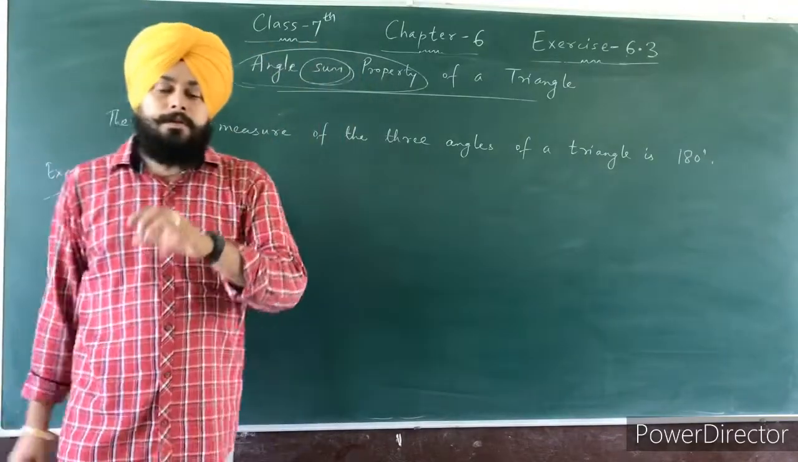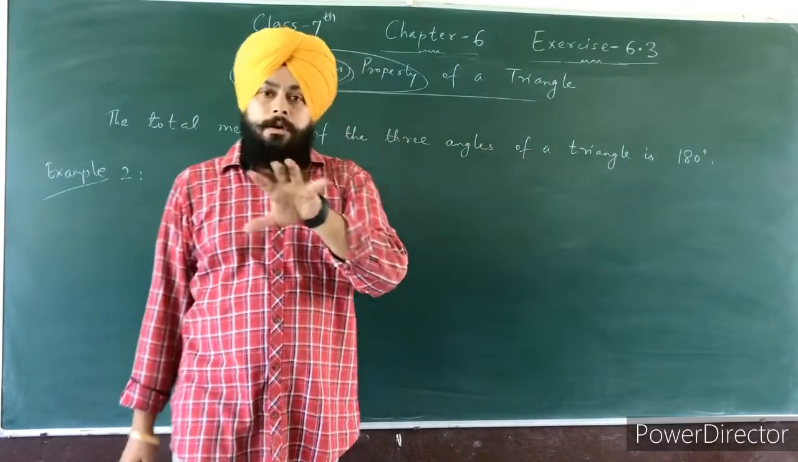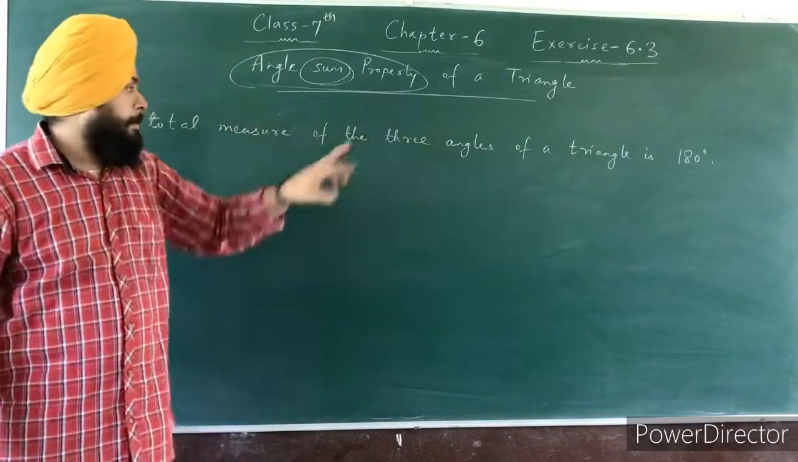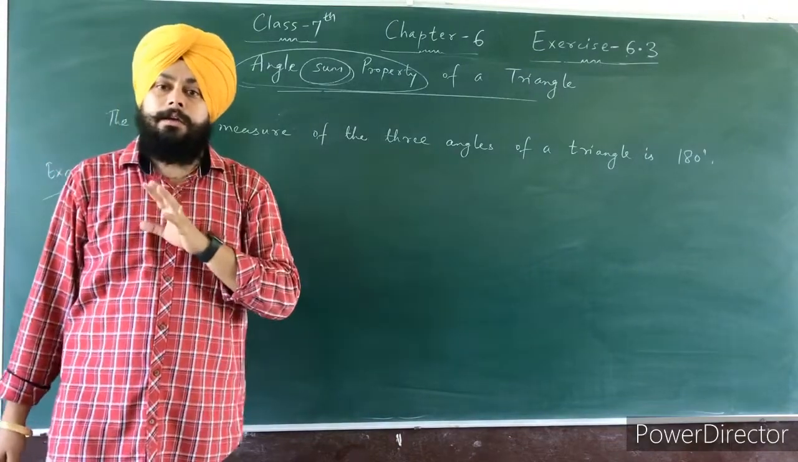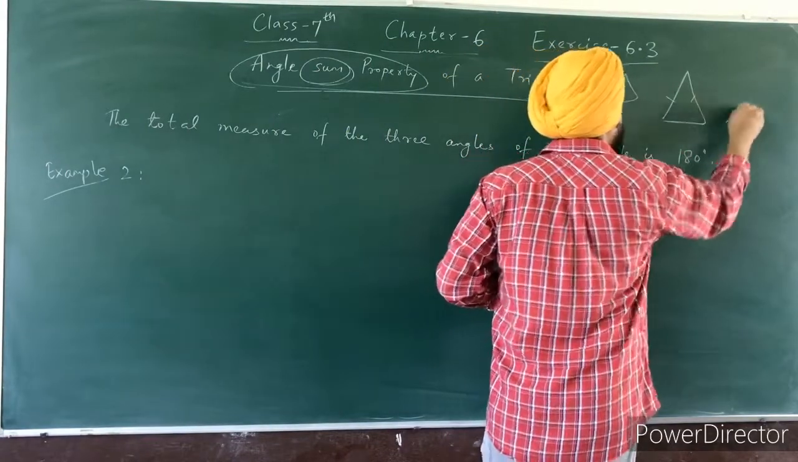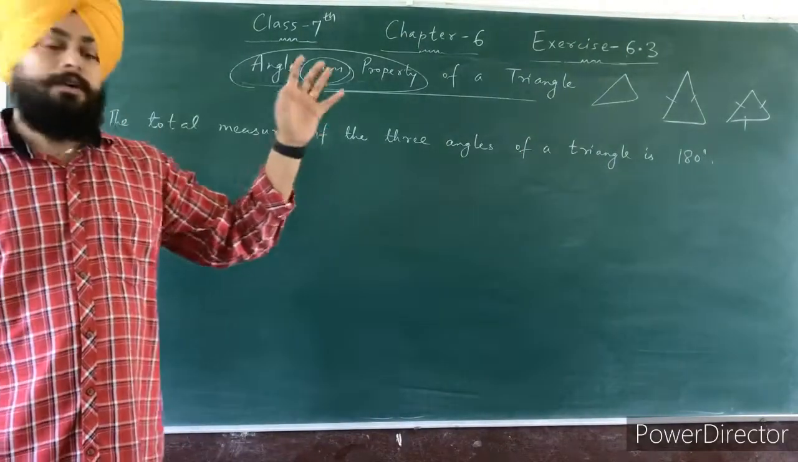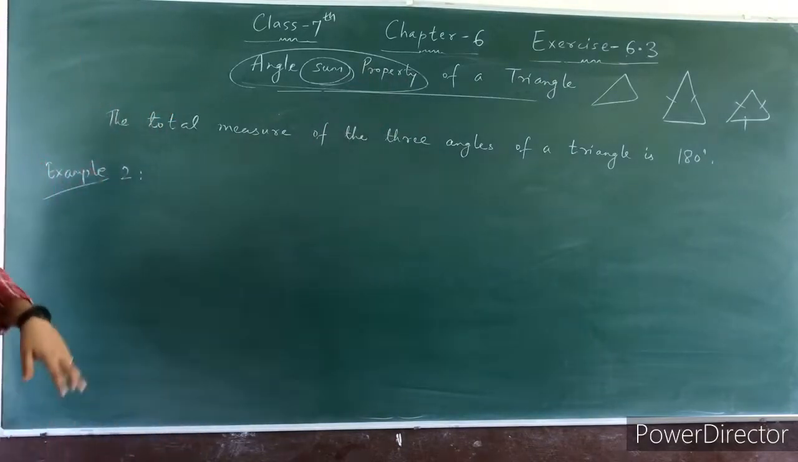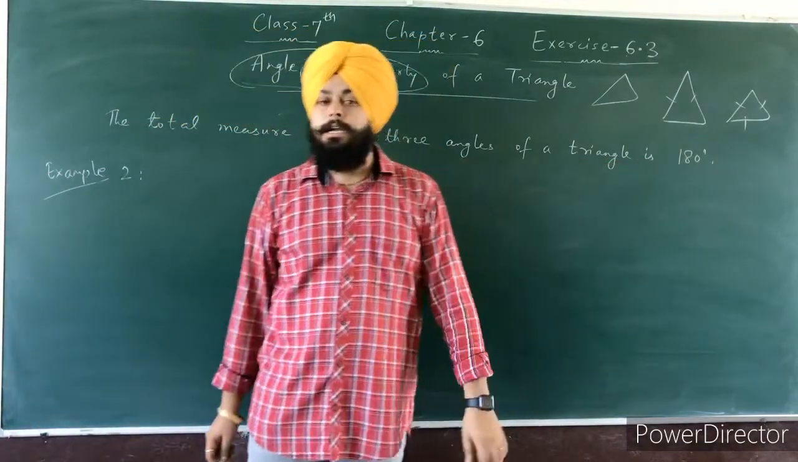Sum means, if you take any triangle of any type and add its angles, sum means you have to add them. Then its sum is equal to how much? 180 degree, always. Whatever the type of triangle, whether it is scalene, isosceles or equilateral, the sum of all three angles is 180 degree. So this property is: the total measure of the three angles of a triangle is 180 degree.